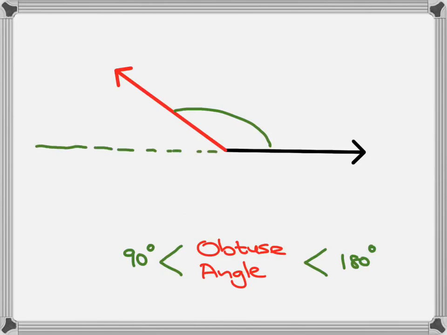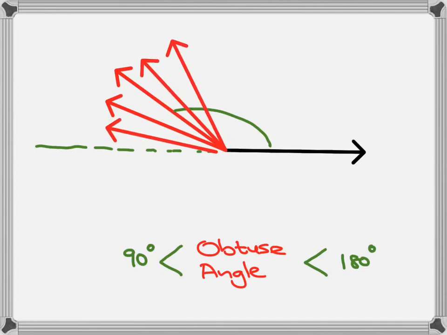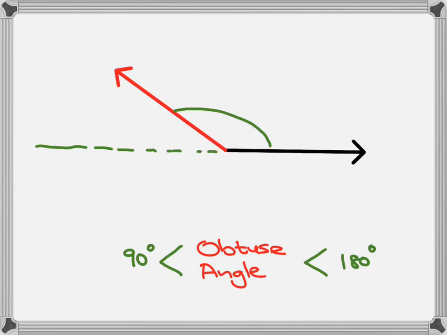180 would be the straight line over here. So it could even go, let's draw another one. It could even go down to there, or there, or there, anywhere in that quarter. Just not flat on the 180 line and not in the 90 degree. So let's do an example. That would be an obtuse angle.